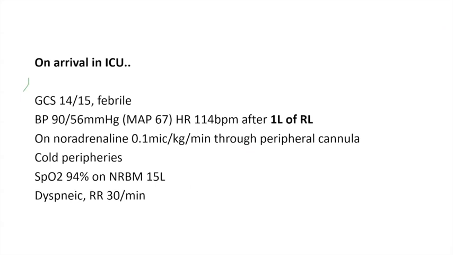So about this patient back, patient is now in ICU. The following are the clinical parameters on examination. He's a bit confused, spiking temperatures. Blood pressure is maintained with noradrenaline 0.1 running through a peripheral cannula. After 1 liter fluid resuscitation done in the ETU, found to have cold peripheries, saturating at 94% on non-rebreathing mask with 15 liters oxygen, but remains quite tachypnic.